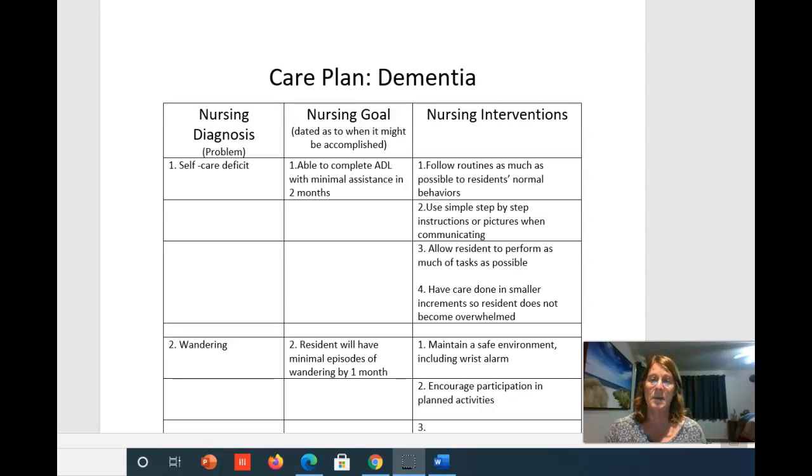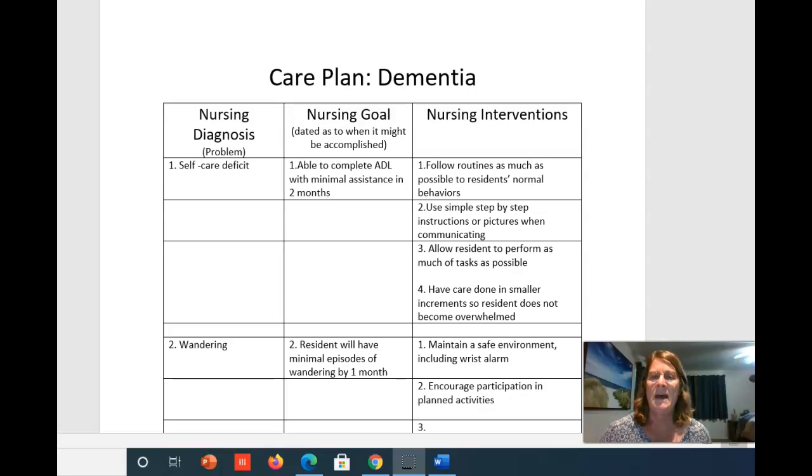You'll find that a lot of patients with dementia, they kind of forget how to take care of themselves. And so if my nursing diagnosis or my nursing problem is a self-care deficit, and that's related to the dementia, to the loss of cognitive function, my goal would need to be something to do that. If they have a self-care deficit, my goal might be that they might be able to complete activities of daily living with minimal assistance, say in 2 months.